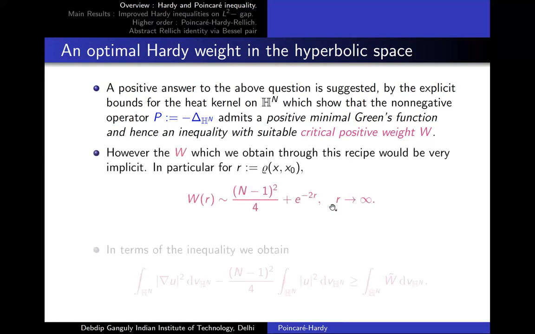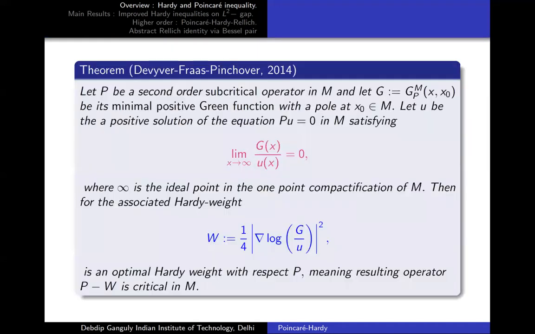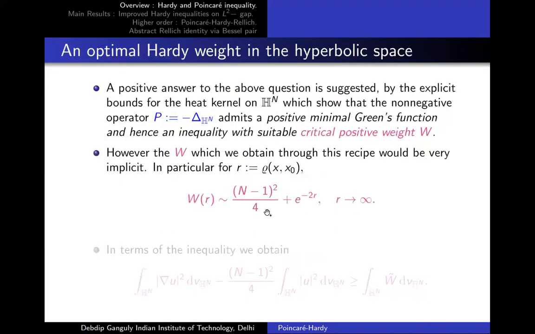And if you compute, then there is definitely a Hardy weight W, which behaves like (n-1)^2 by 4 plus e^(-2r) as r tends to infinity, near infinity. Davies-Frost-Pinchover's Hardy weight behaves like (n-1)^2 by 4 plus e^(-2r) as r tends to infinity. In other words, just using their recipe, we will have this type of inequality: the integral of gradient of u squared dv minus (n-1)^2 by 4 times the integral of |u|^2 dv.